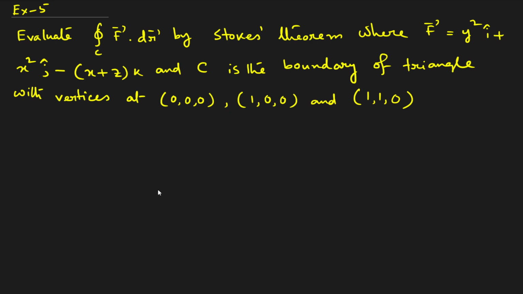This problem you try yourself: evaluate this by Stokes theorem, where f bar is given. In the same way you try, but it is given that the boundary is the triangle with vertices 0, 0, 0, 1, 0, 0, and 1, 1, 0. How to write the limits of the function, that I'll explain. The other things you can easily do by yourself.